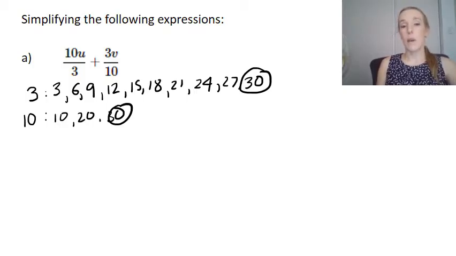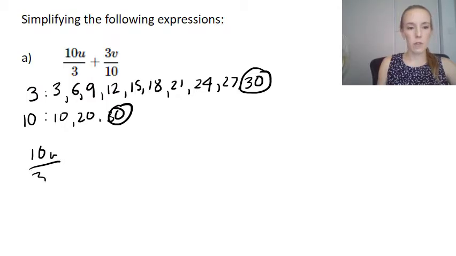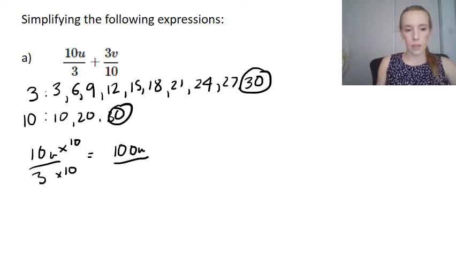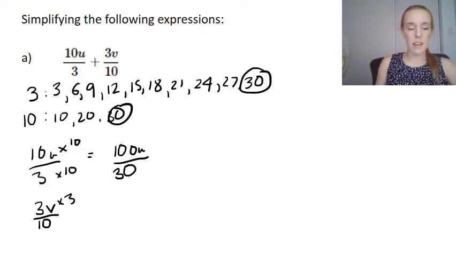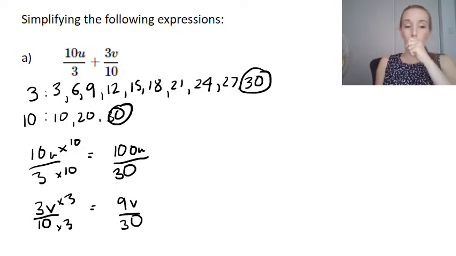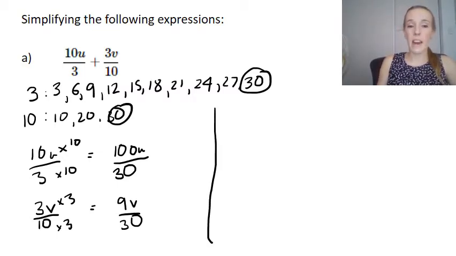So now what we're going to do is convert our fractions. 10u over 3. To get to a denominator of 30, we're going to have to multiply it by 10. 10u times 10 is going to give us 100u. 3 times 10, 30. 3v over 10, we're going to have to multiply by 3. And that's going to give me 9v over 30. So from there we can add our fractions.